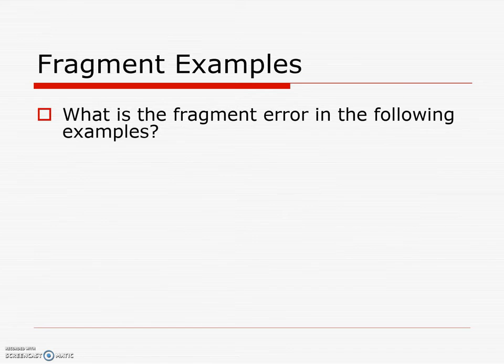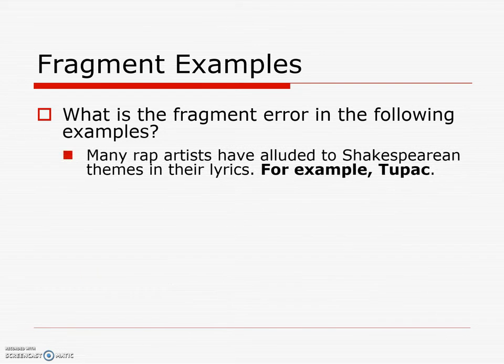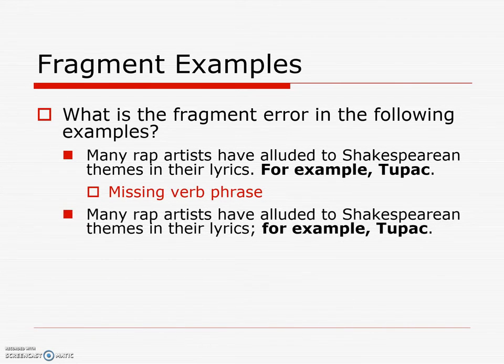So in the following examples, let's see if we can first identify what type of sentence fragment error has occurred. In this case, for example, Tupac is marked as a complete sentence. Well, as you probably can imagine, this does not contain a subject or a verb, and so therefore it's a sentence fragment. However, just because you put a semicolon into that sentence and then attach this phrase at the end does not make it any better.